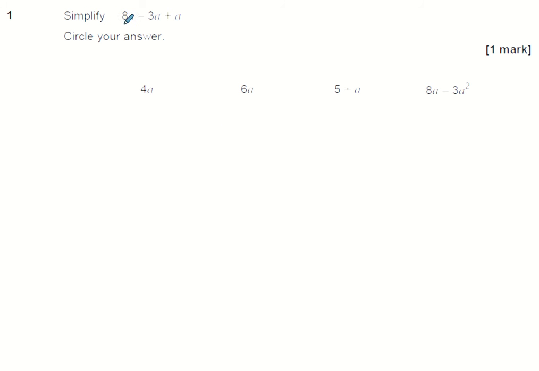Question 1. Simplify 8a minus 3a plus a. Circle your answer. So to begin with, when we are adding and subtracting, we are literally collecting like terms. So 8a minus 3a plus a means that we can do this in any order. So I'm going to start from the left going right.